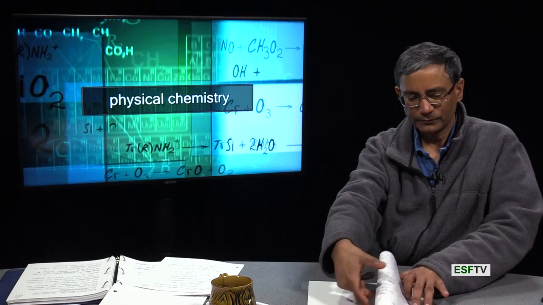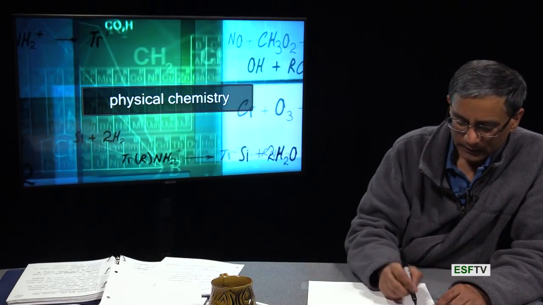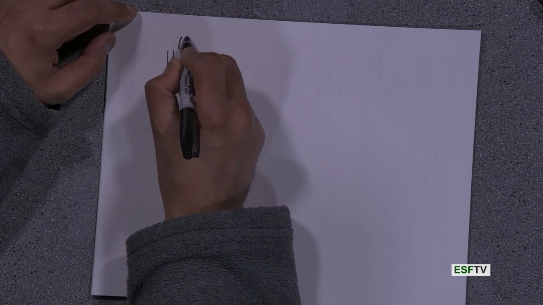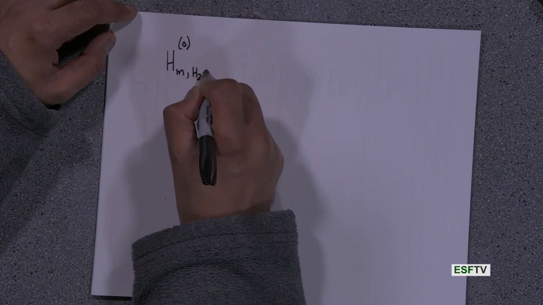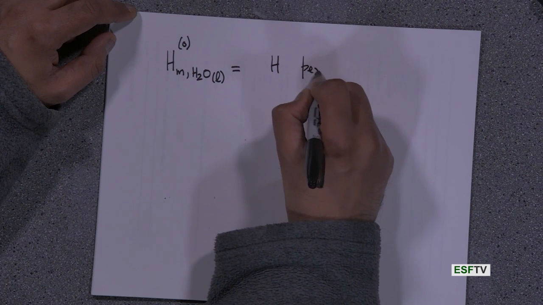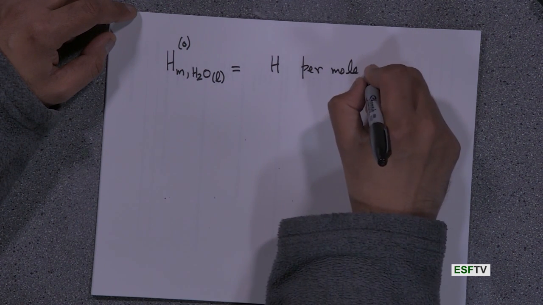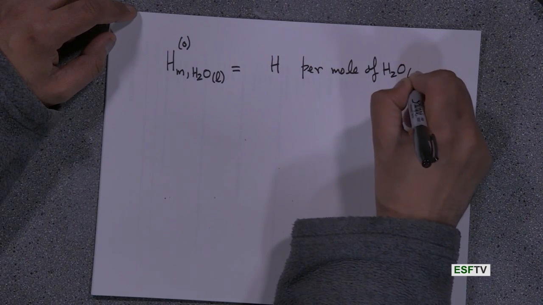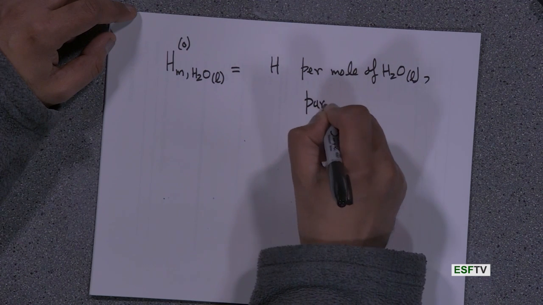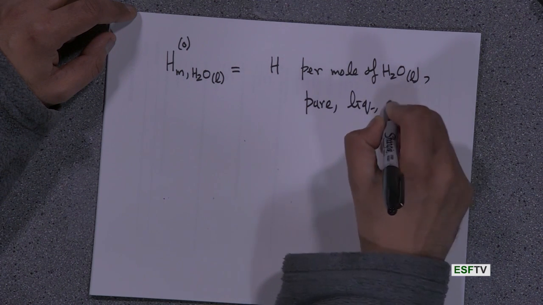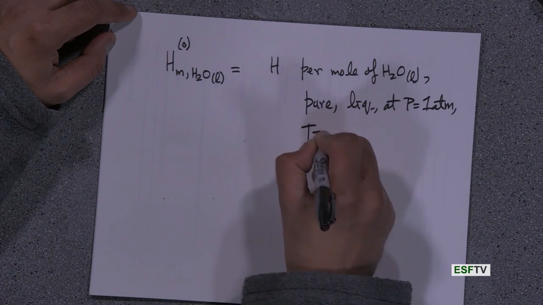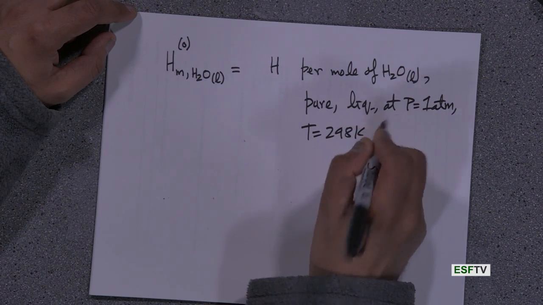So the enthalpy per mole, superscript 0, for H2O, this is H per mole of H2O, liquid, water in the liquid phase, pure liquid at a pressure of 1 atmosphere, temperature of 298 Kelvin. Okay.